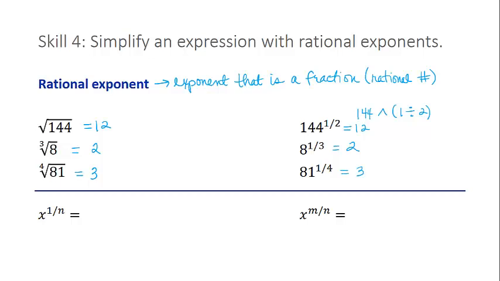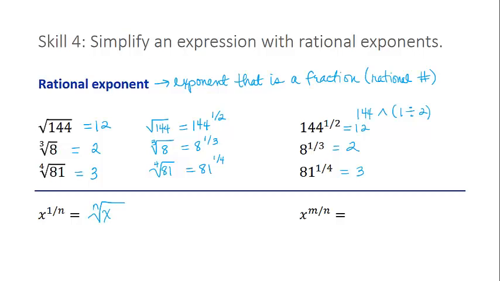So what I want you to see here is that the square root of 144 is the same thing as 144 to the 1/2. The cube root of 8 is the same thing as 8 to the 1/3. The fourth root of 81 is the same thing as 81 to the 1/4. And so a rational exponent is equivalent to a radical expression. Specifically, x to the 1 divided by n is the nth root of x.